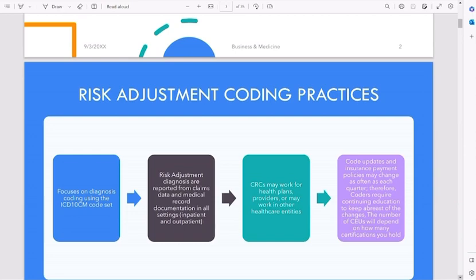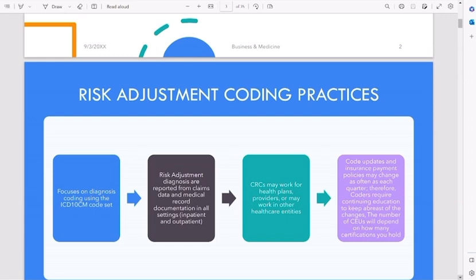So, risk adjustment coding practices. Risk adjustment focuses on diagnosis coding using the ICD-10 code set. So you have your ICD-10 book. If you don't have it, you should have it on the way. ICD-10 stands for International Classification of Diseases, the 10th revision. That book has every single diagnosis that a person can be diagnosed with, whether it's toe fungus, to a heart attack, to a transplant, to a triple bypass.